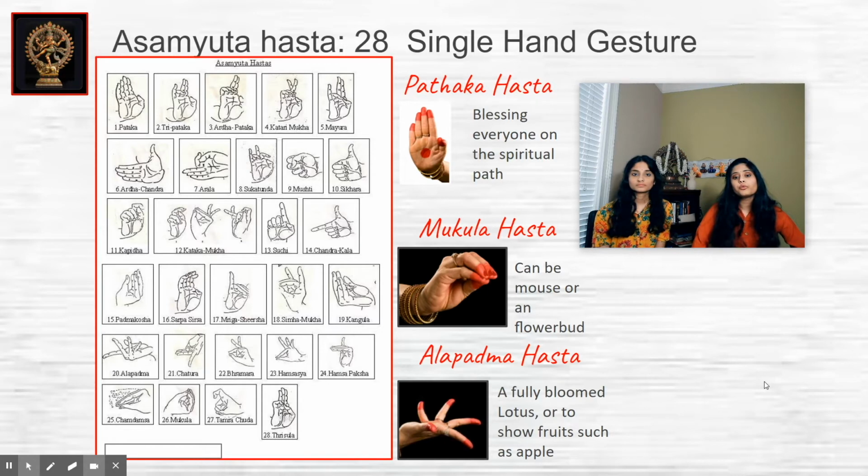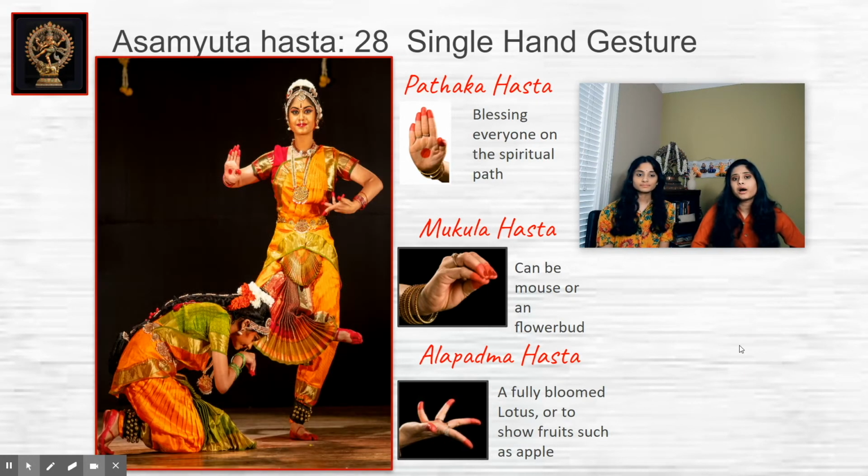So one thing about hastas is that they can represent a multitude of different things. For example, if you take the Alapadma hasta, it can represent a fully blossomed lotus, it can represent a full moon, and it can also be used to show beauty.